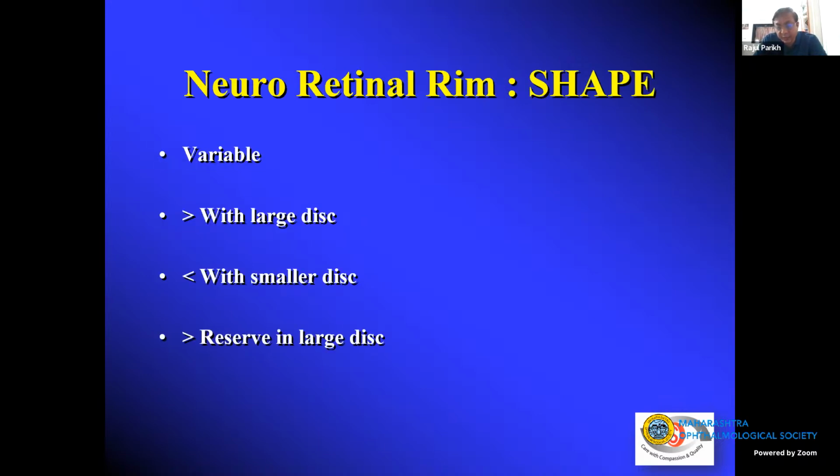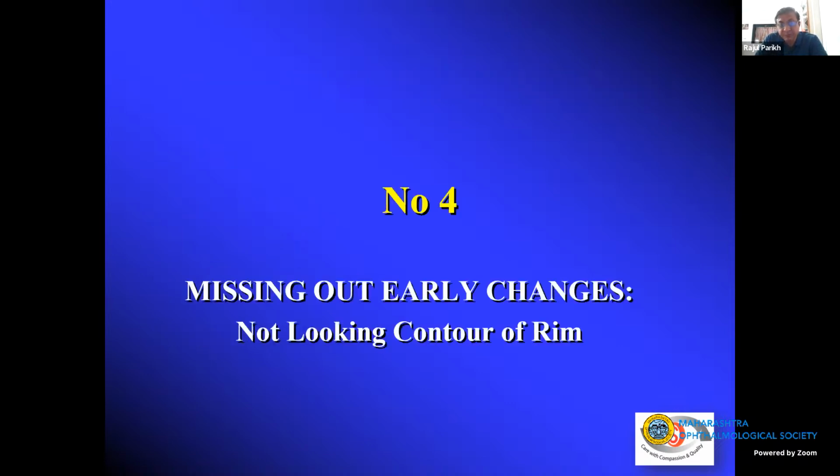The reason is because disc size varies, and the way the nerve fibers distribute around the optic disc margin varies. So if it's a large disc, the distribution would be equal, and you may have an inferior rim which is equal to the superior rim. That's why the ISNT rule alone is again not important. So you have to look at other parameters also.